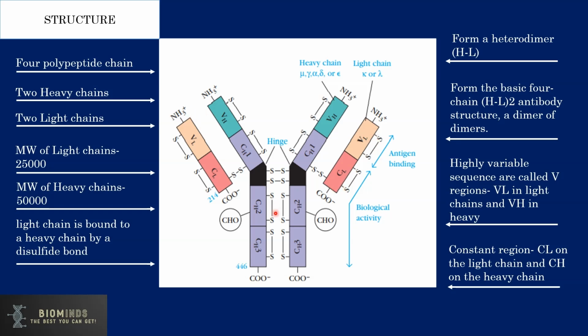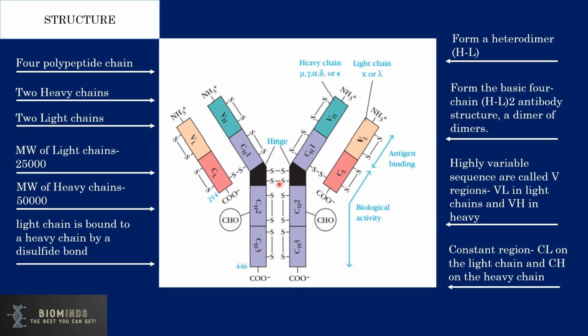Why is this called a heavy chain and why is this called a light chain? As you can see, the heavy chain is longer, the light chain is shorter, and the molecular weight of the heavy chain is higher than the molecular weight of the light chain. The molecular weight of the heavy chain is 50,000, whereas the molecular weight of the light chain is 25,000. Therefore it is known as a heavy chain and light chain.